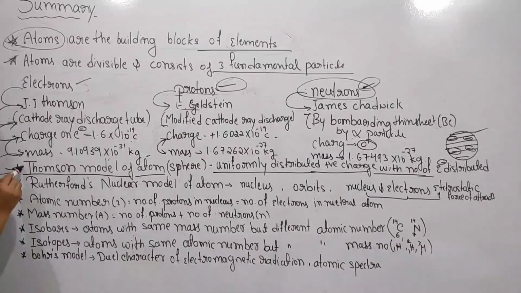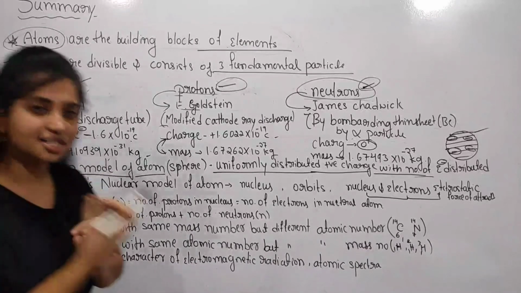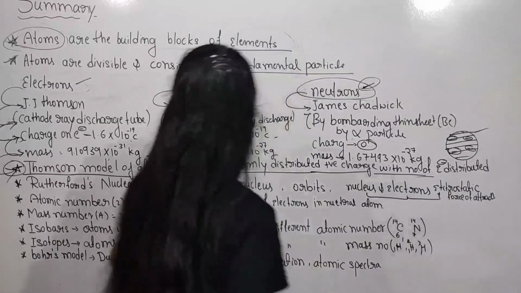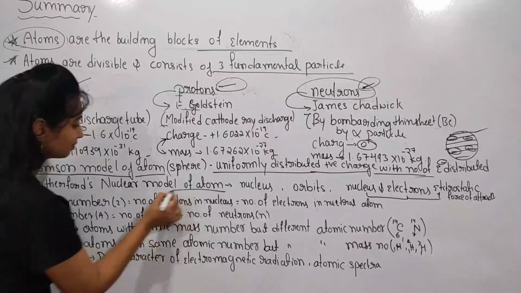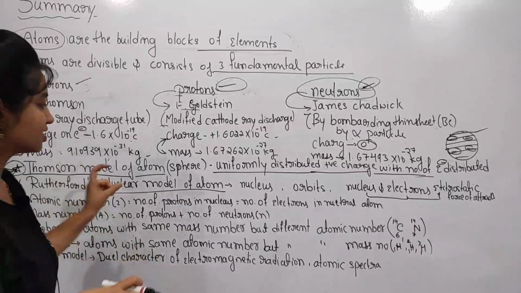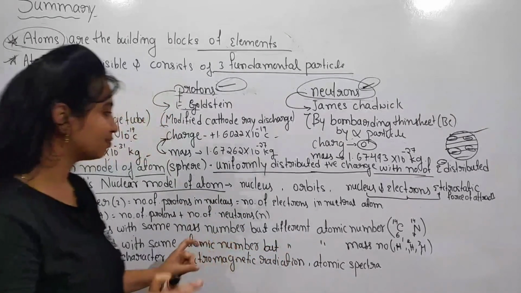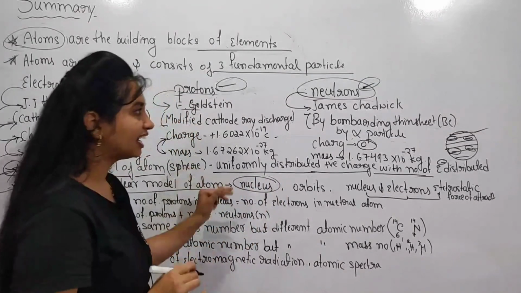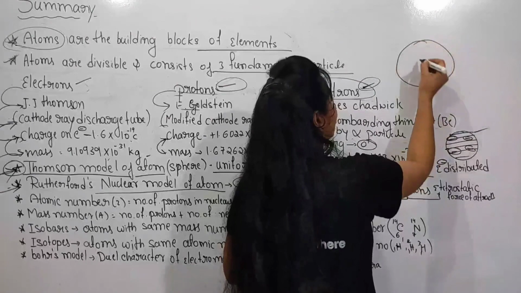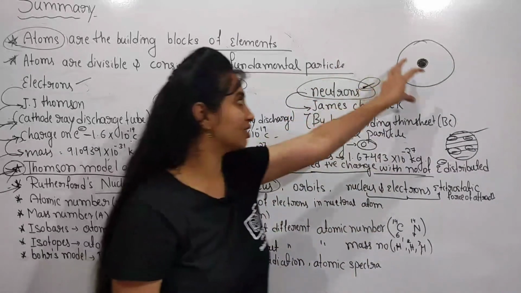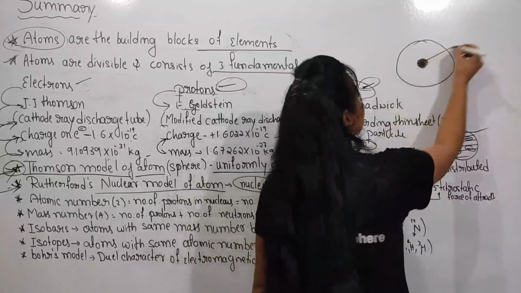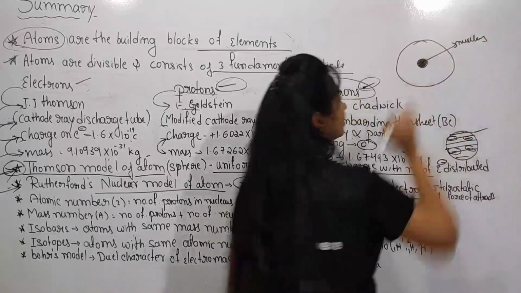Next, there are some facts that the Thomson model fails to explain about the structure of an atom. So the Thomson model theory fails, and the next scientist came and gave his ideas about the structure of an atom. That model is Rutherford's nuclear model of an atom. He also says the atom is spherical in shape, and that in the atom some mass is concentrated at the center, and that mass is called the nucleus.